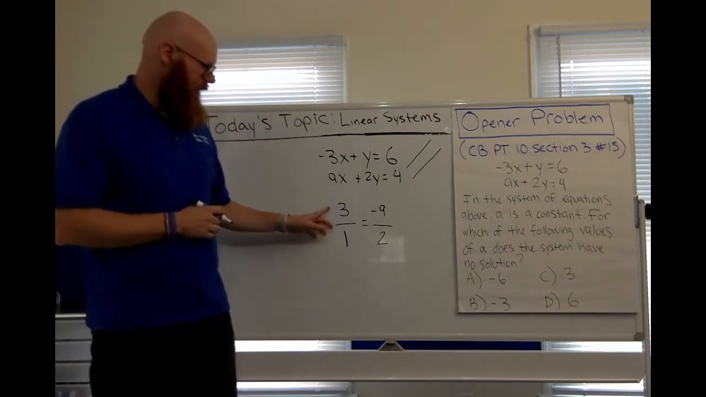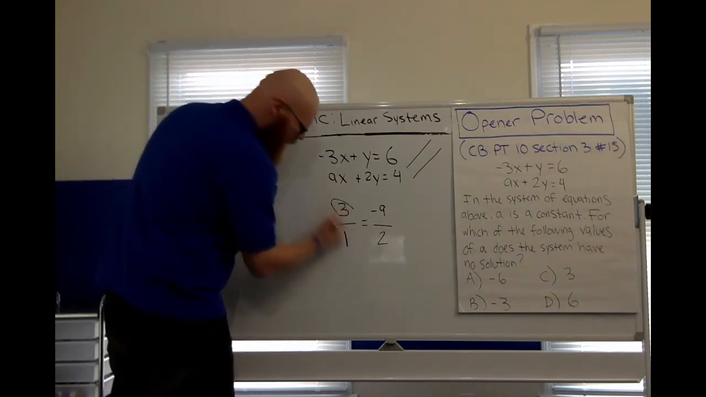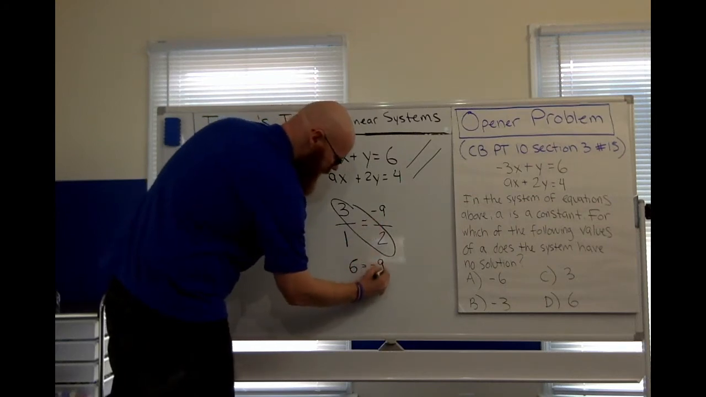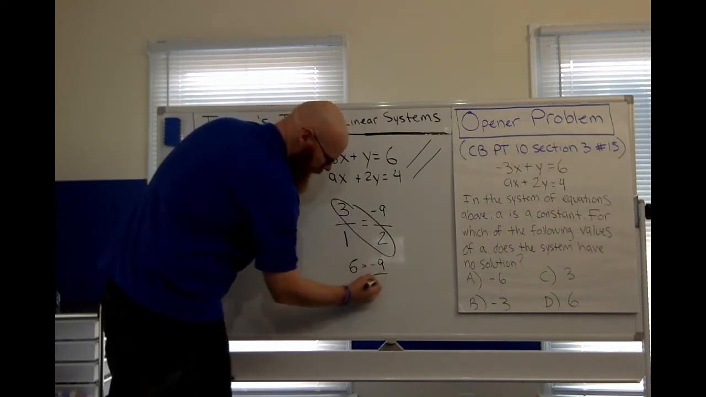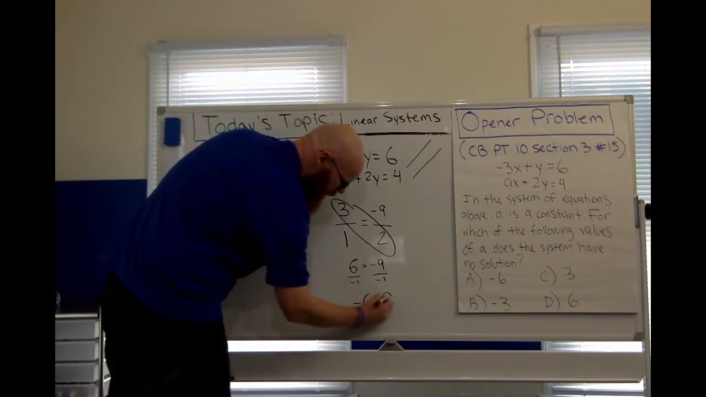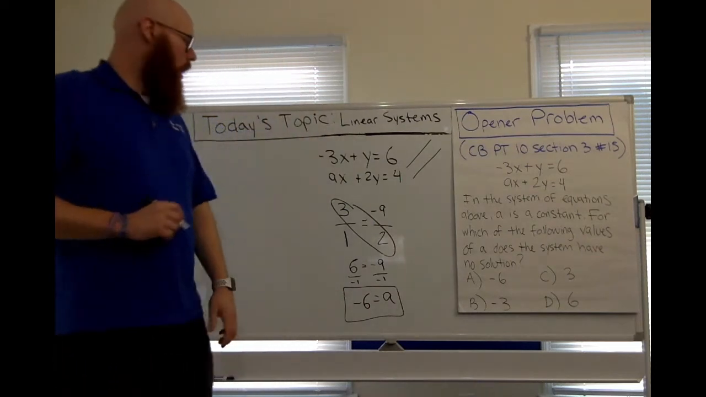All right, and then it's really simple. It's just a simple cross multiplying. 2 times 3 is 6. 1 times negative a is negative a. Divide by negative 1. So negative 6 equals a. Same answer we got before.